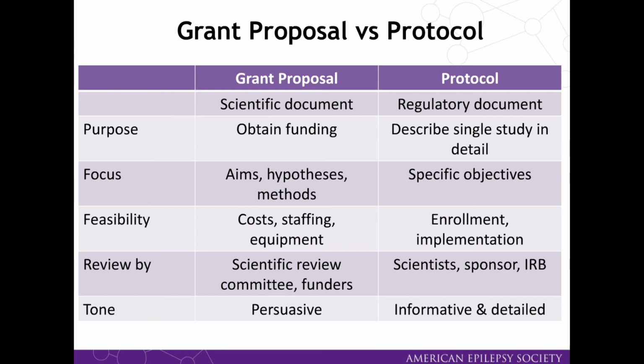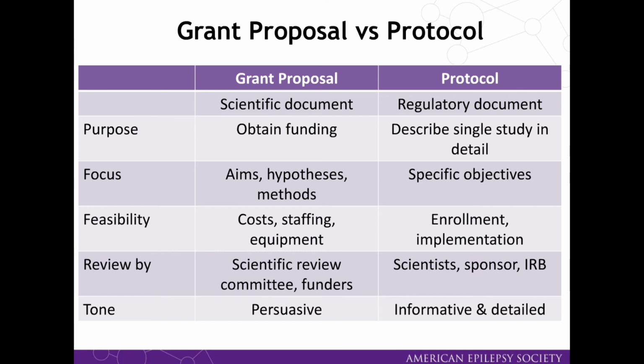On the other hand, the IRB protocol or the detailed study protocol is a regulatory document, and the goal of this is to describe your study in detail so that the reviewers can determine what the possible risks and benefits of the study are. The focus is on the specific objectives of the study and the details of all of the study procedures. And in terms of feasibility, they're looking at whether you're likely to be able to enroll subjects and whether you have the resources and the skills to appropriately implement and carry out the research project.